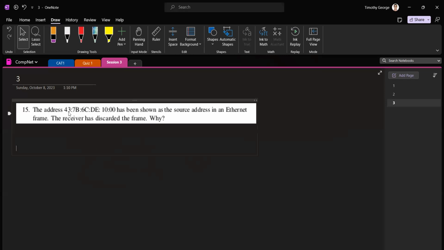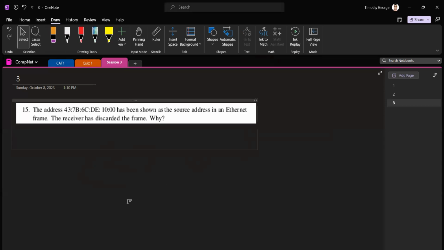We're given an address 43:7b:6c:de:10:00. The question says this has been shown as a source address in an Ethernet frame, and the receiver has discarded the frame. Why? Basically, something is wrong with this address, that when the receiver saw this Ethernet address, it discarded the frame.